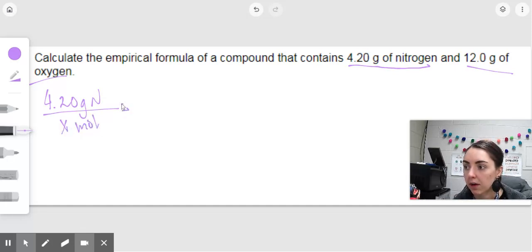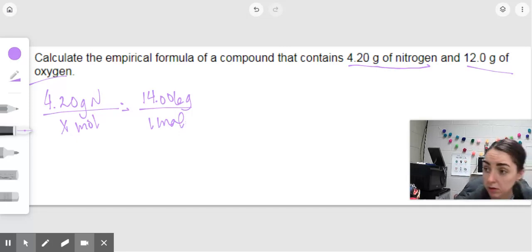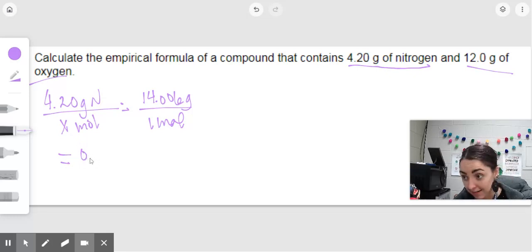All right, over X moles. We've done this in class, so I'm not going to spend a lot of time on how we're converting to moles, because we've done this a bunch of times. Get my molar mass from the periodic table. And there we go. I'm going to do quick algebra until I get to 3 sig figs. It comes out to 0.29987, so that actually is going to round to 0.300 moles of nitrogen.